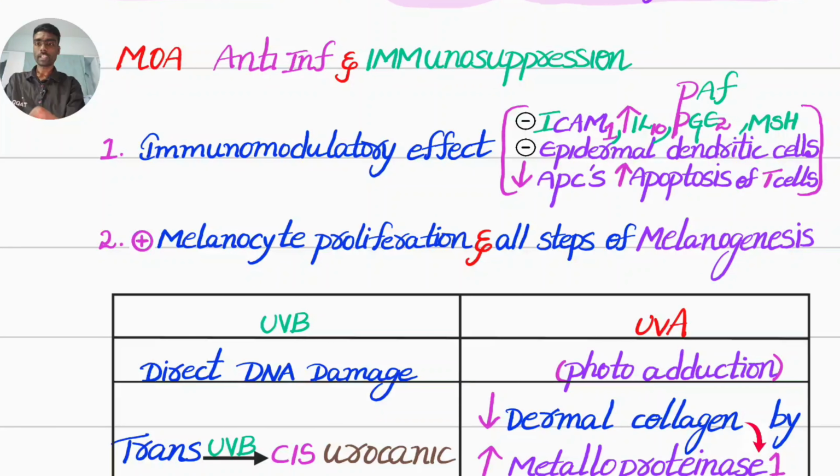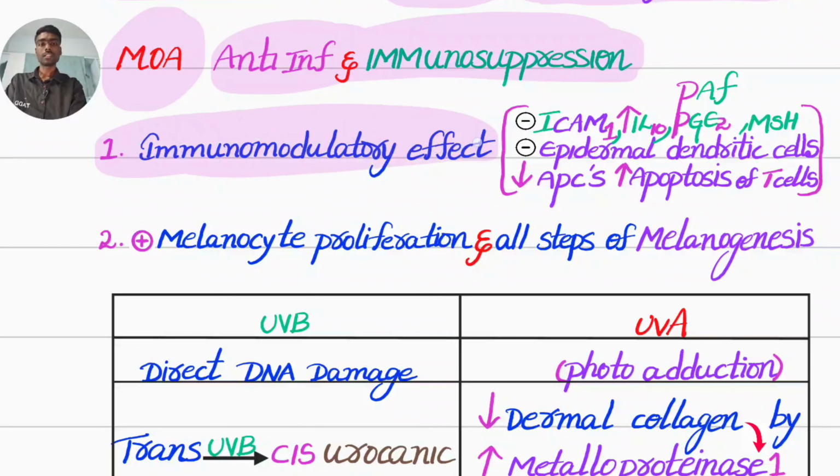Coming to mechanism of action, for both PUVA and narrowband UVB it is almost similar. From here onwards, you can apply both the topics. Anti-inflammatory and immunosuppression, mainly an immunomodulatory effect, by inhibiting ICAM-1 on epidermal dendritic cells, which are nothing but antigen presenting cells, and also decreasing the number of antigen presenting cells, leading to apoptosis of T cells. T cells are nothing but immune cells. Apoptosis is nothing but a natural process of cell death. It will stimulate the apoptosis of T cells, ultimately inhibiting immunity.